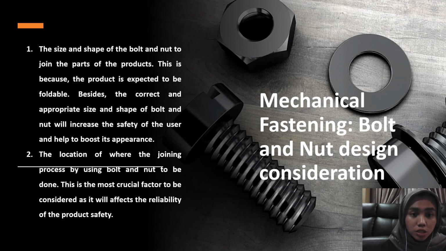Second is the location of where the joining process by using bolt and nut to be done. This is the most crucial factor to be considered as it will affect the reliability of the product safety.